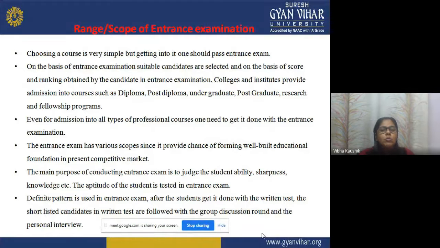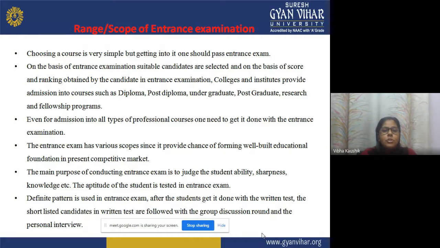And on the basis of scores and ranking obtained by the candidate in an entrance examination, how will we be able to select the suitable candidates for that particular professional course? They are selected on the basis of the scores they get through the entrance examinations and the rank they have obtained in the entrance examination. The ranking and the scores help us to select the suitable candidates for that particular course.